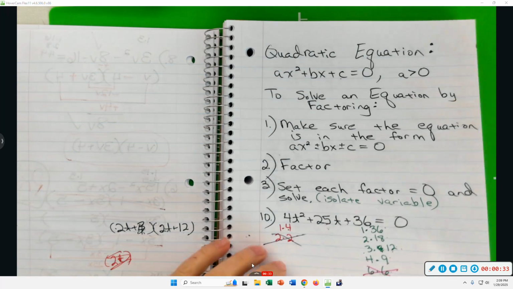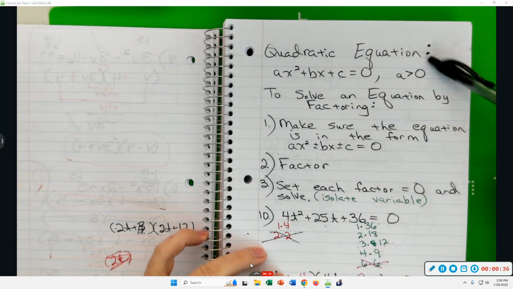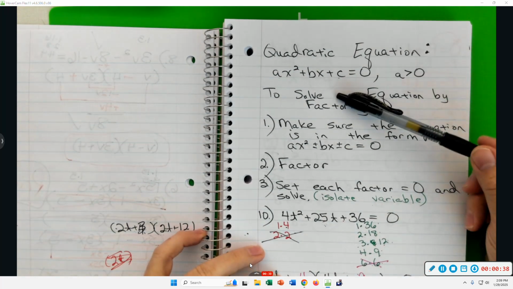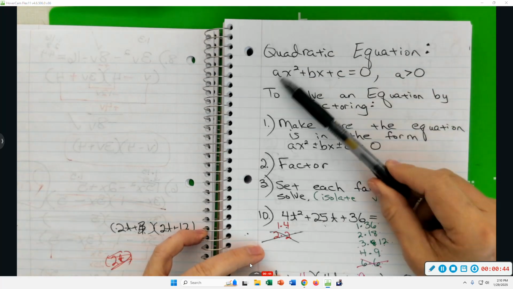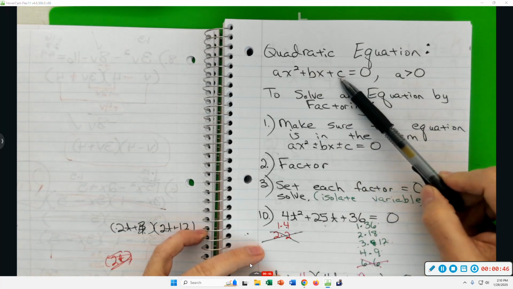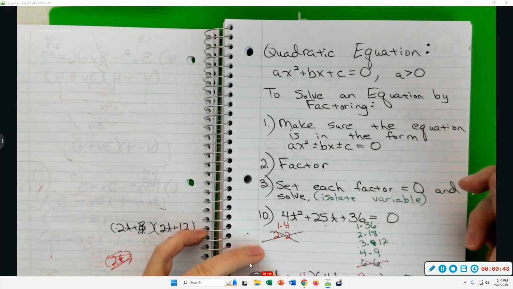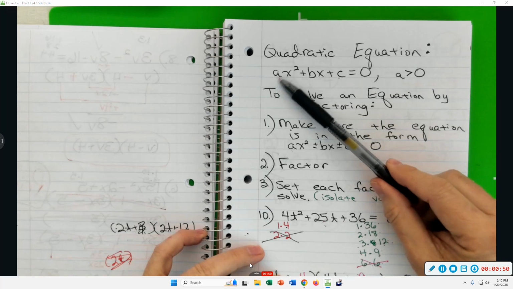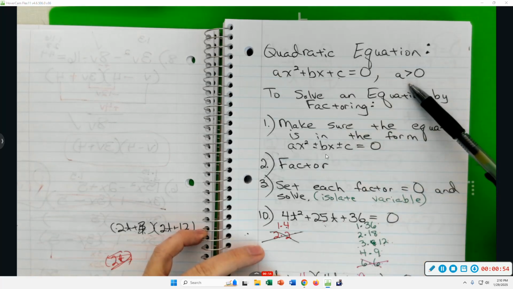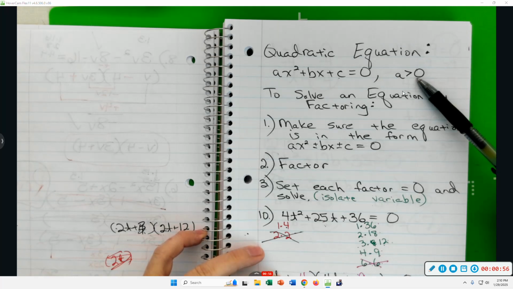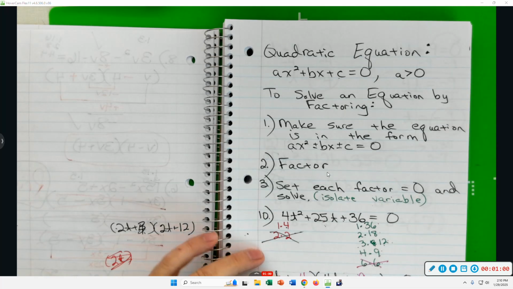We were factoring, and we defined a quadratic equation as any equation that can be written in the form ax squared plus bx plus c equals 0. I said a, b, and c have to be real numbers, but a itself can't be 0. And I prefer a to be positive. If it isn't positive, I'm going to change it so that it is positive. You'll see how I'm doing that today.